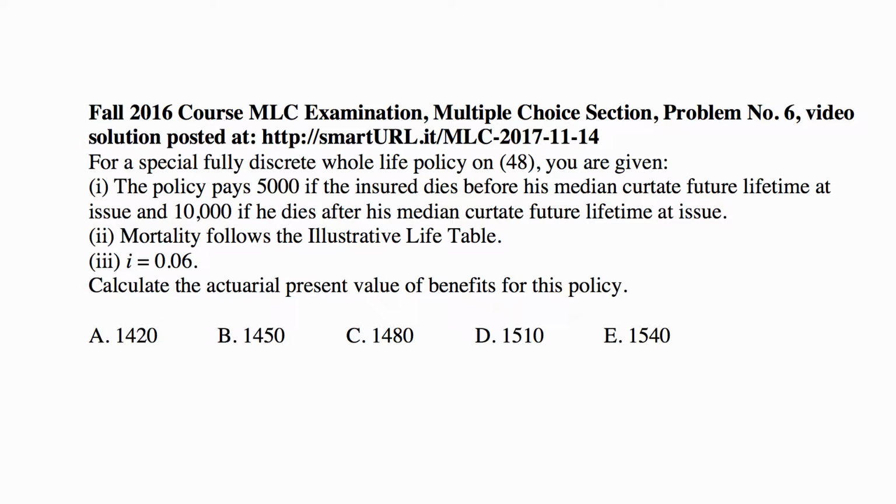Exam MLC, Fall 2016, problem number 6 in the multiple choice section. For a special fully discrete whole life policy on a 48-year-old, you are given that the policy pays $5,000 if the insured dies before his median curtailed future lifetime at issue, and $10,000 if he dies after his median curtailed future lifetime at issue. Mortality follows the illustrative life table. The interest rate is 6%, the same as the one used in the illustrative life table. Calculate the actuarial present value of benefits for this policy.